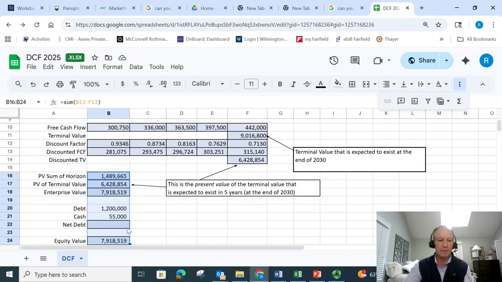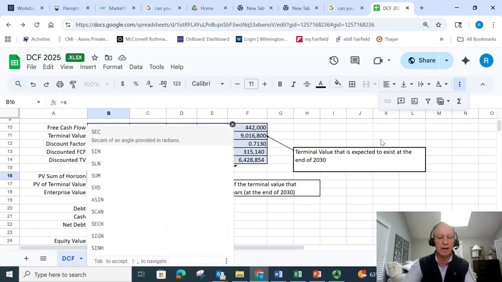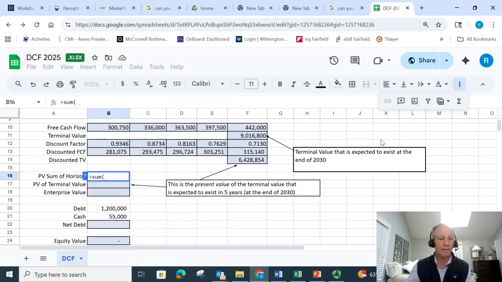Okay, so now I had all this. I need to delete all this. Okay, my apologies because I want to go through all this work. Okay, so what I want to do is then here I'm going to sum up the present value of my horizon cash flows. That's the 5-year horizon. So that's just simply going to be equals sum of these discounted free cash flow numbers. That's the sum of the present values.